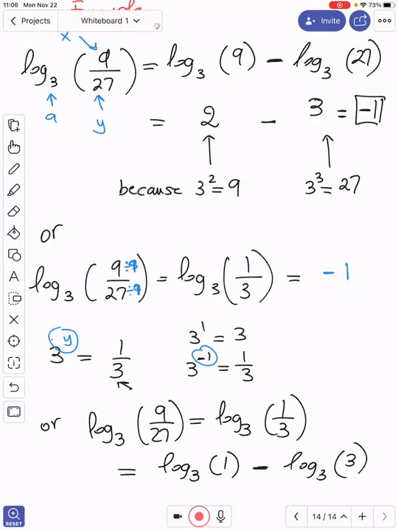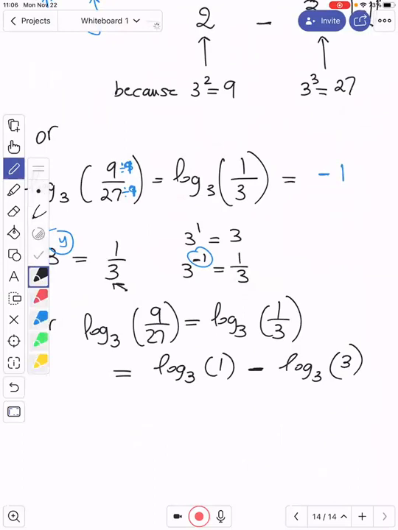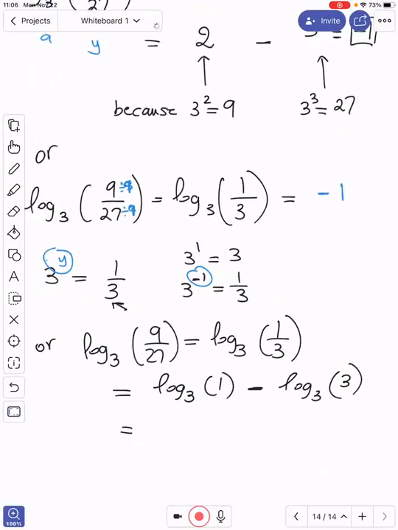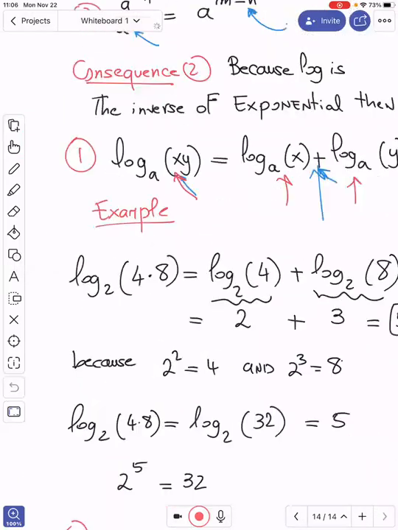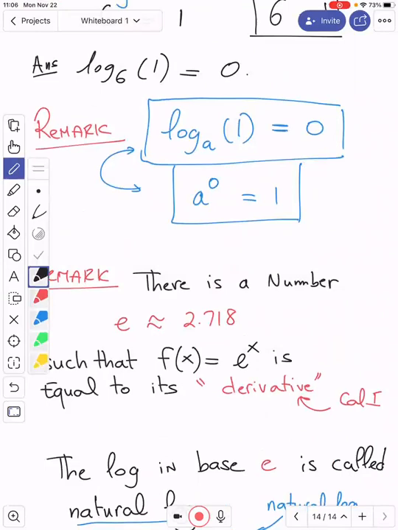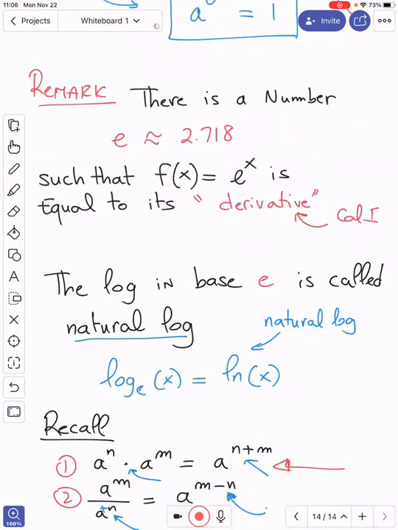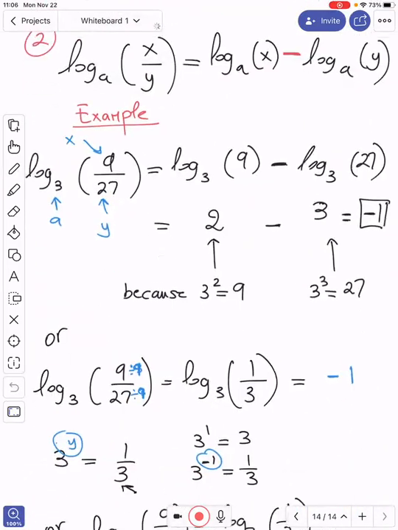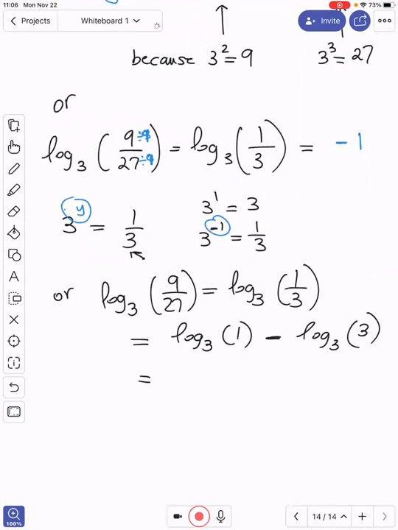Okay. Now, what's the log of 1? Well, remember, guys, we said log of 1 in any base. Log of 1, it doesn't matter the base, it's always 0. So this log of 1 here would be 0.